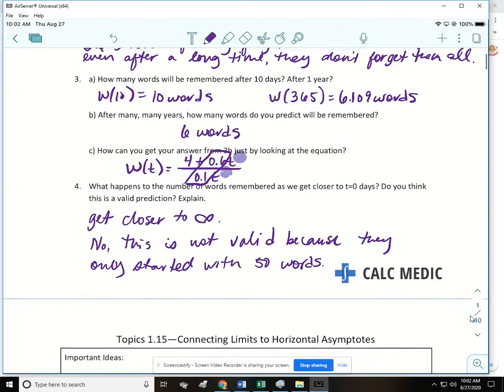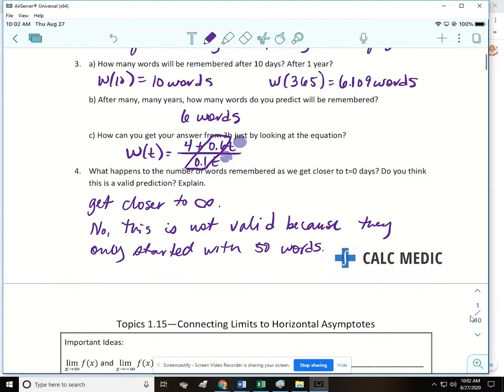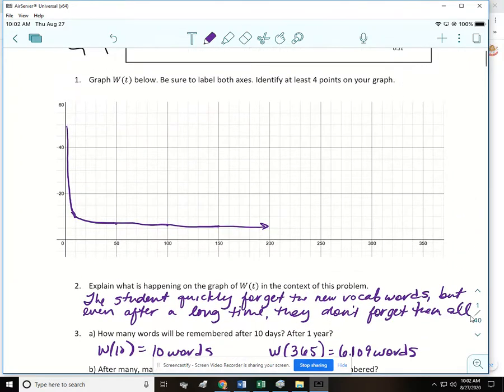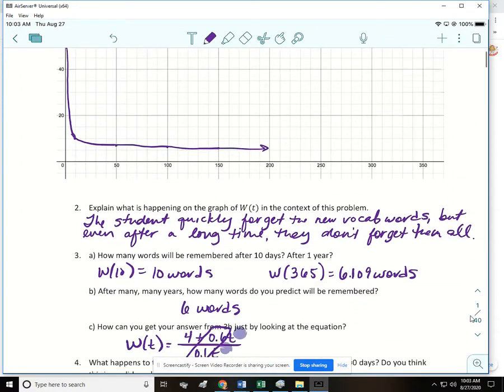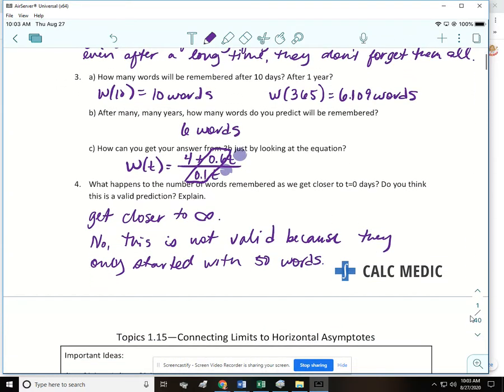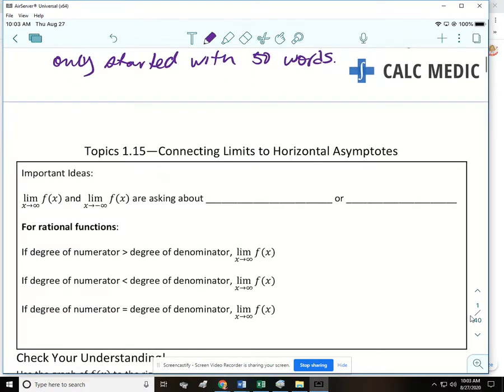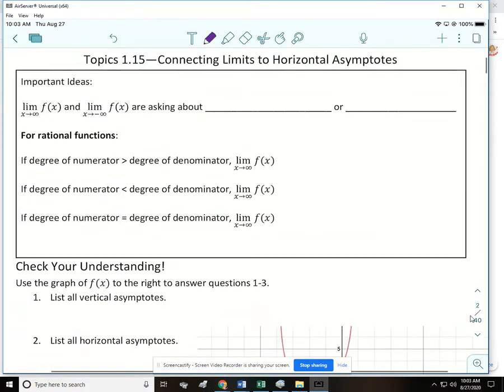All right, and then as we get closer and closer to 0, this graph is going up, up, up, because there is a vertical asymptote at x equals 0, but it's not valid for this situation because the students only started with 50 words. Okay, so that's kind of an introduction to connecting limits with horizontal asymptotes.